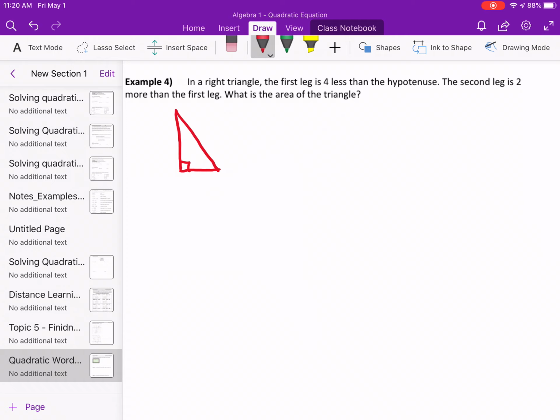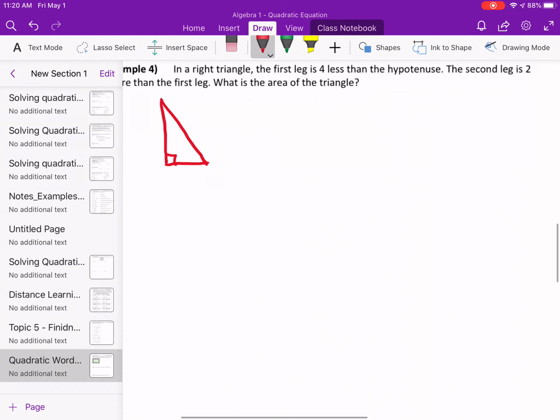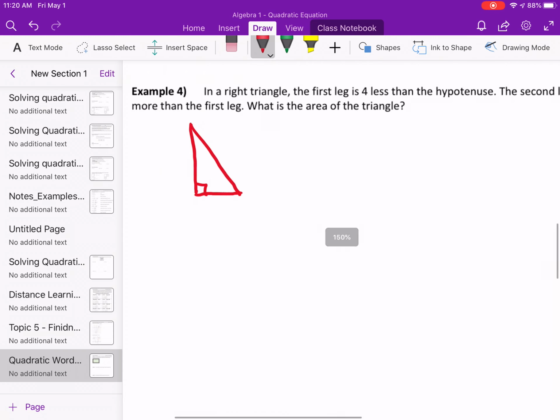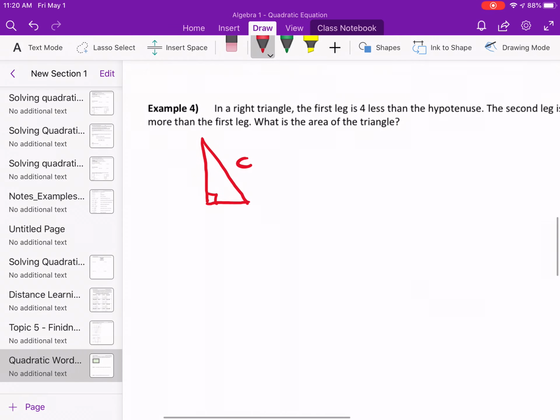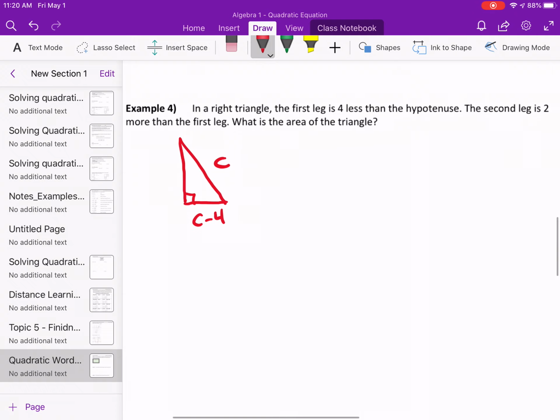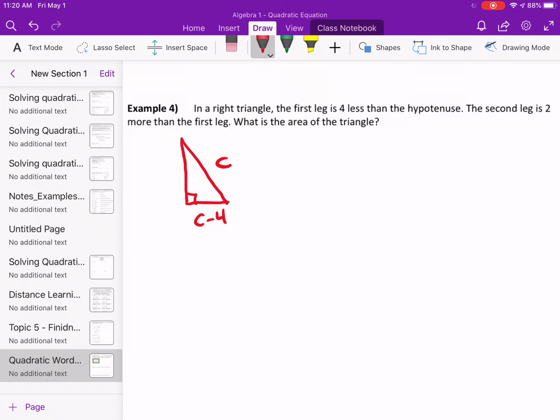It says the first leg is 4 less than the hypotenuse. Okay, here's the hypotenuse up here. I'm going to call it C. Sorry for that. The first leg is 4 less than that. Okay, C subtract 4. The second leg is 2 more than the first leg. So this side would be C subtract 4 plus 2. 2 more than the first leg. That's the same as saying C minus 2.